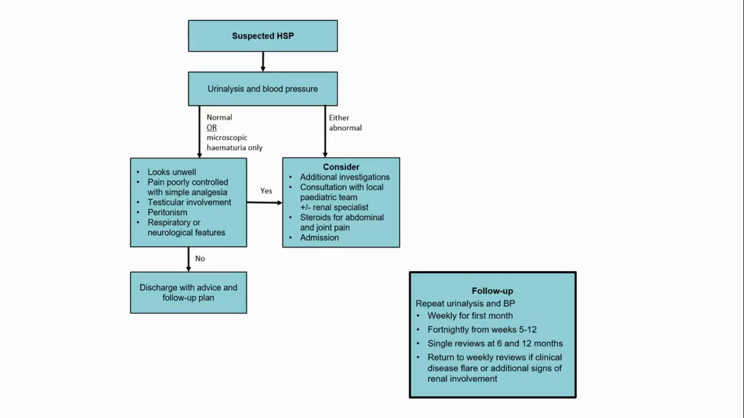Let's explore the recommended management strategies and follow-up protocols provided by the Royal Children's Hospital, RCH, Australian guidelines. When a suspected patient's urinalysis and blood pressure are normal, or there is microscopic hematuria with no other features, the patient can be discharged with a follow-up plan. If the patient has features of unwellness, pain not controlled with simple analgesics, testicular involvement, abdominal pain or peritonism features, respiratory or neurological features, or if the initial urinalysis and blood pressure are abnormal, the patient needs to be admitted with additional investigations and specialist referral.